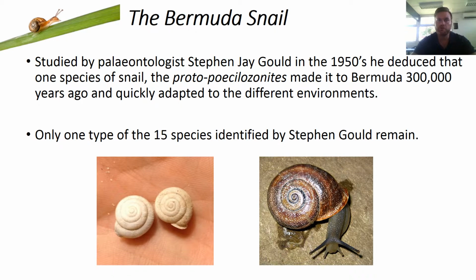In terms of the Bermuda snail, a paleontologist called Stephen Jay Gould travelled to Bermuda in the 1950s, and he saw that there was 15 species of snails, and they all came from the one species, and they arrived in Bermuda about 300,000 years ago. And because of the varied ecosystems in Bermuda, they adapted to those different environments and became the different species over that short period of time.